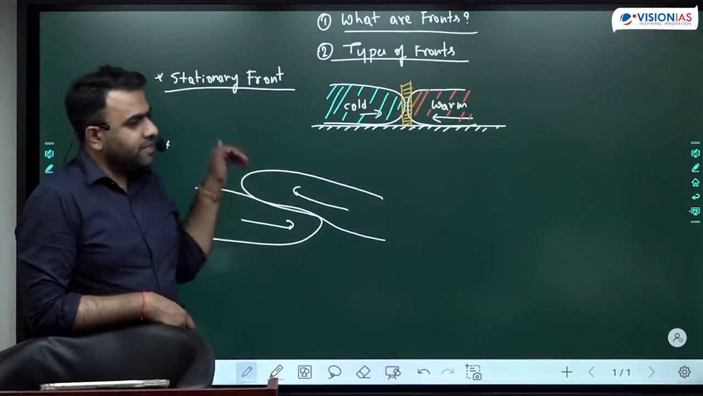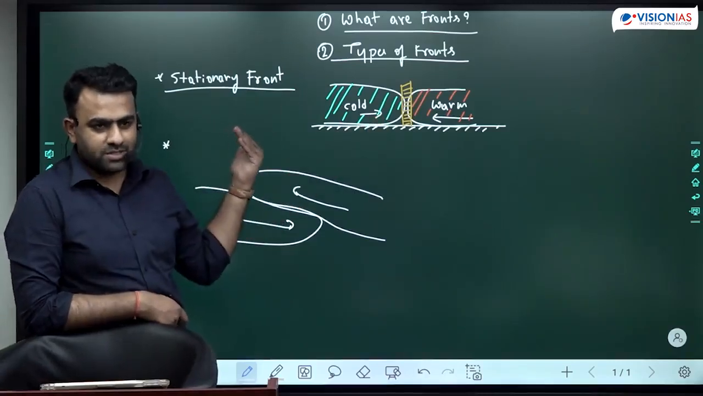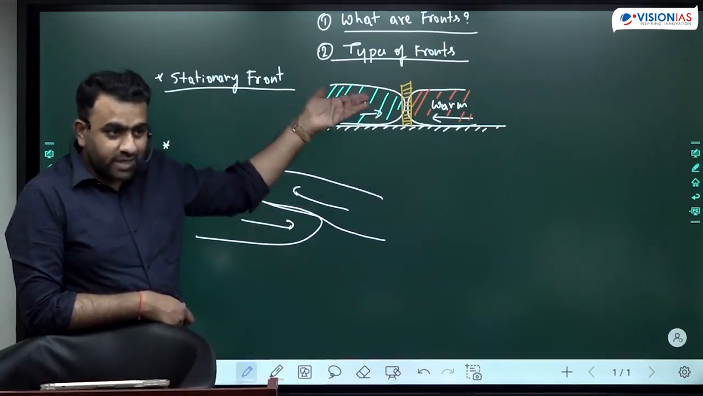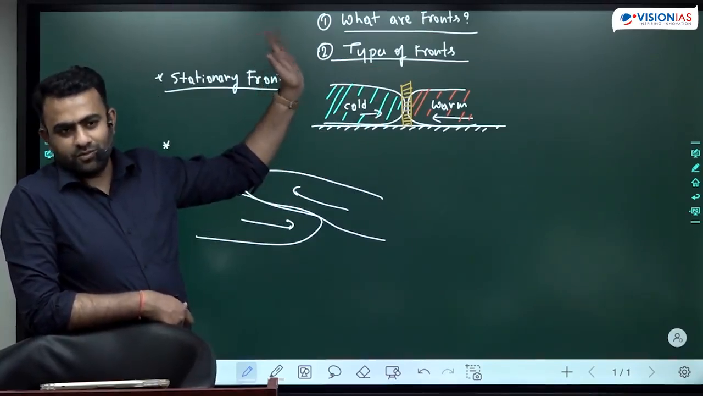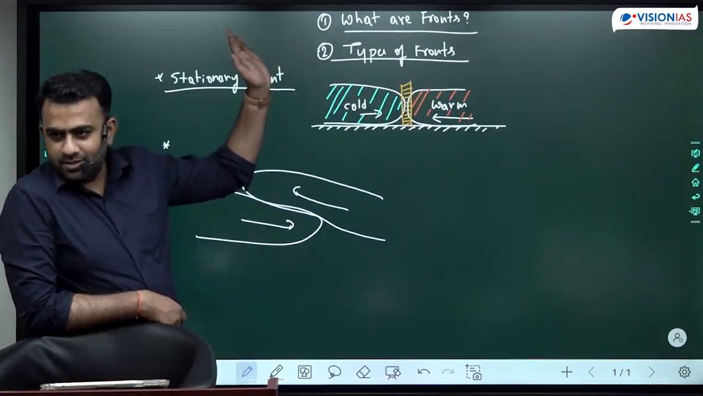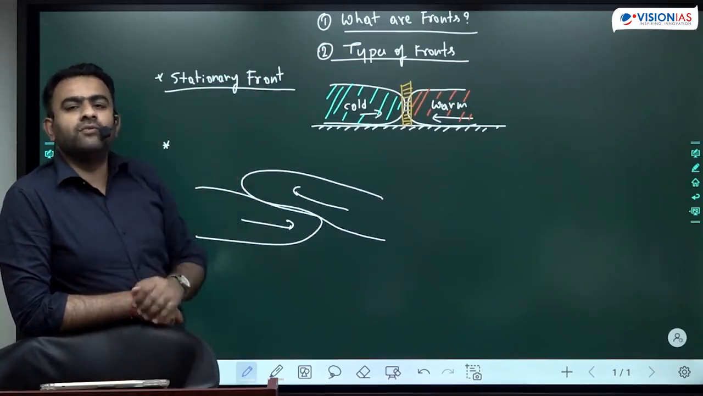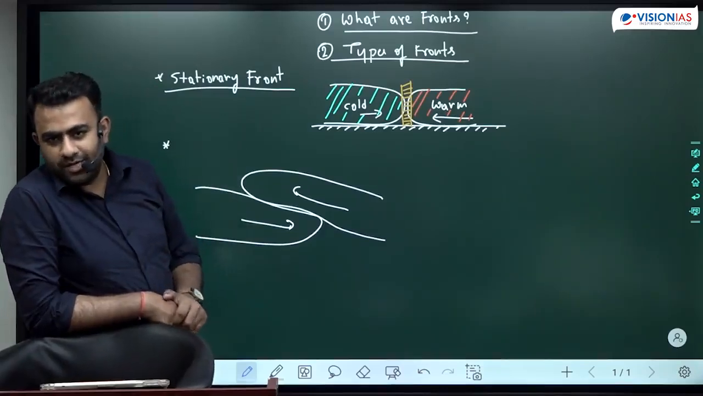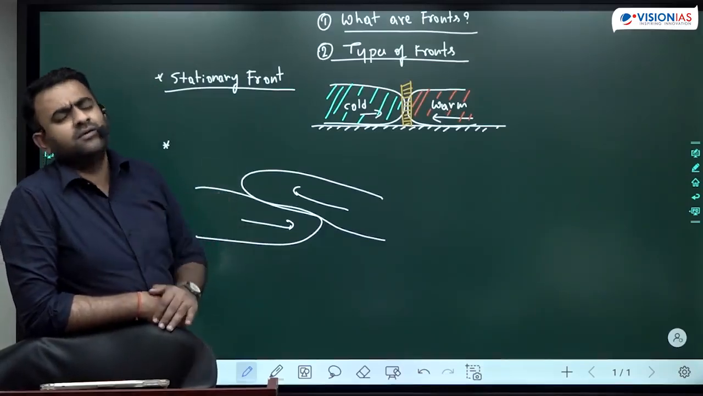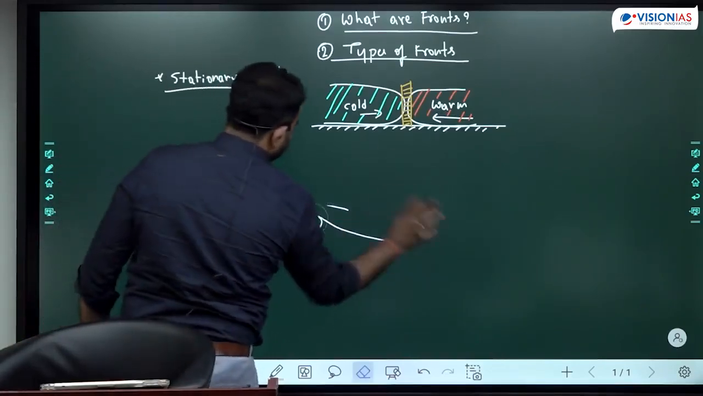Okay, so whether cold air is trying to push the warm air backwards or warm air is trying to push the cold air backwards, in both cases, the warm air overrides. Warm air overrides, cold air undercuts. But the nature of overriding and undercutting is different. That makes the difference between cold front and warm front. Okay, first let's see warm front.